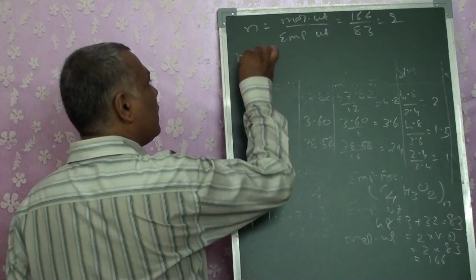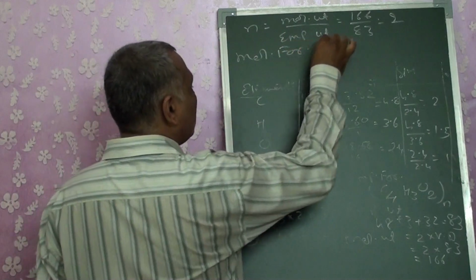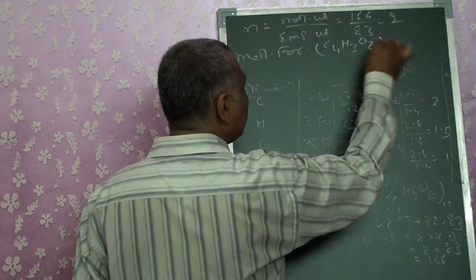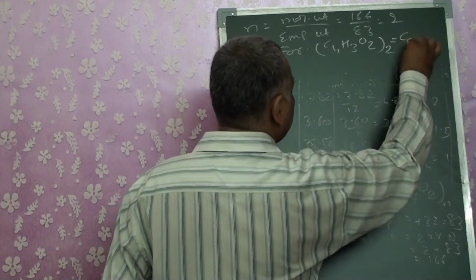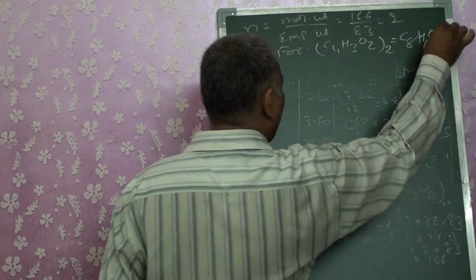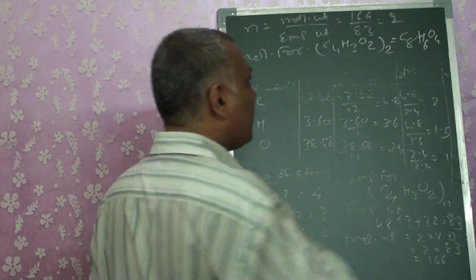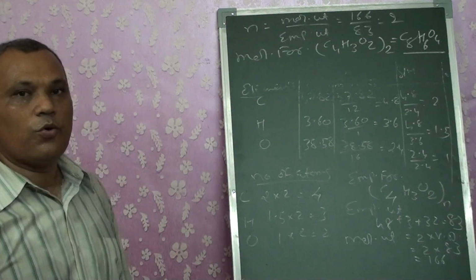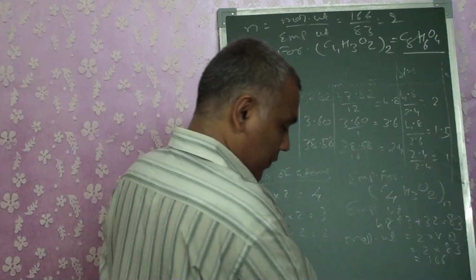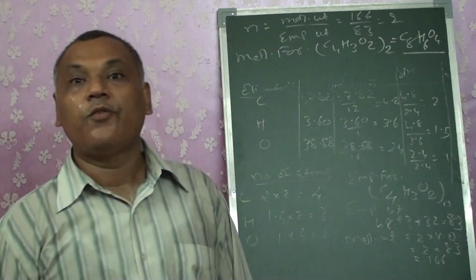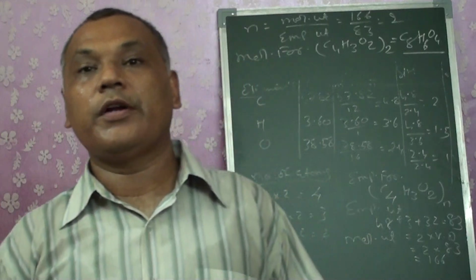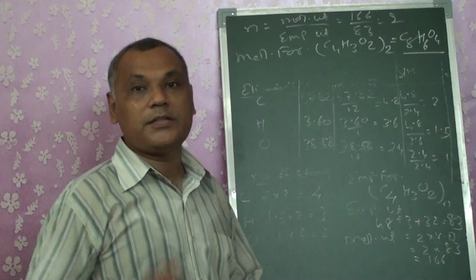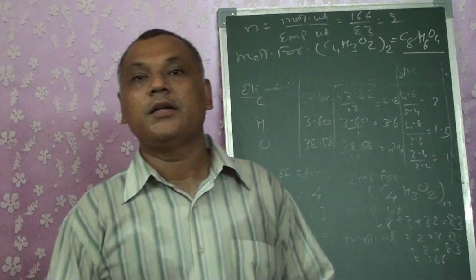That means we will get the molecular formula of the compound as C4H3O2 twice, that is C8H6O4. The molecular formula of the given compound, we are going to get it as C8H6O4. Okay, this is the way we will always try to get the answer to find out the molecular formula. Make sure that you don't make an error like this, otherwise the whole sum will become something different.